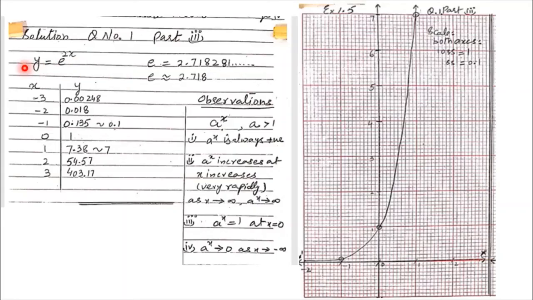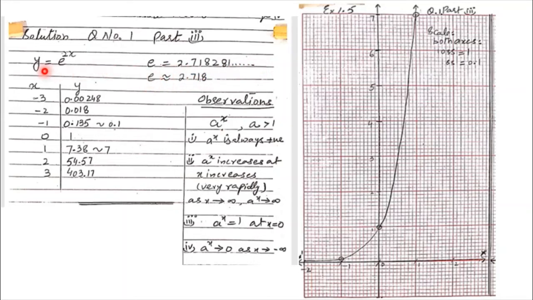It is an exponential function. Y is equal to e raised to power 2x. What is e? E is an irrational number. It is a non-recurring, non-terminating decimal fraction. So we approximate the value up to 3 places of decimal.